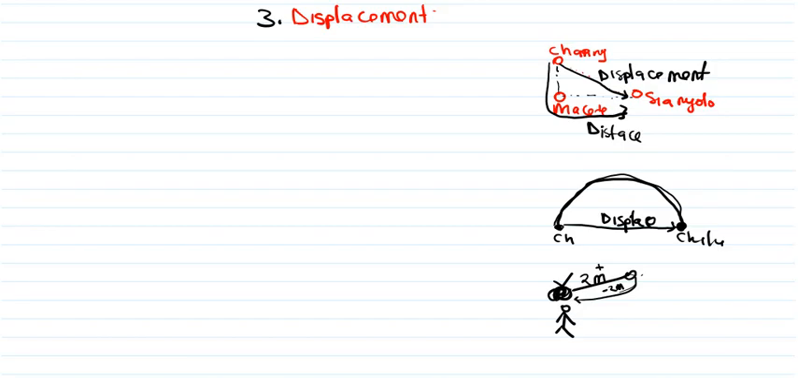So the other thing that I want you to understand is that the distance will be just the total distance you have traveled. So that will be probably 4 meters. That is your distance. You have seen now the difference between displacement and distance. Yes, I've seen the difference now.